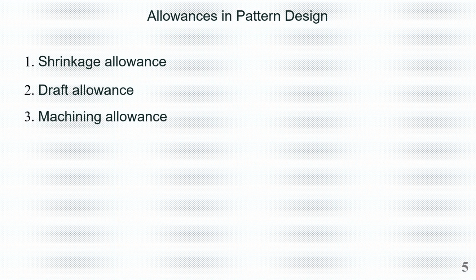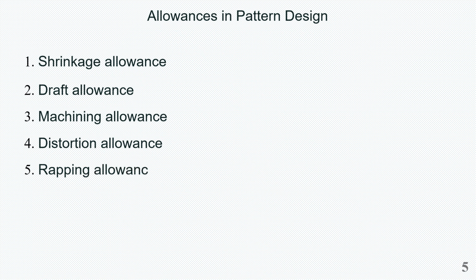So what are the different allowances in pattern design? The shrinkage allowance, draft allowance, machining allowance, and distortion allowance. Warping allowance is also sometimes considered while deciding the dimensions of the pattern. Now let us see them briefly, one by one.